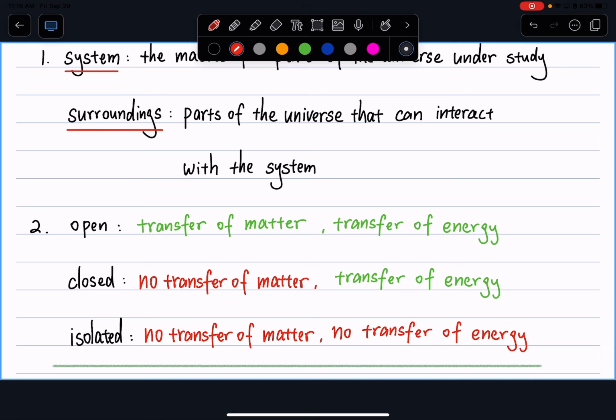These things sound straightforward, but the closed system is a little bit counterintuitive. You need to keep in mind that in a closed system, you have heat transfer in and out of that system.